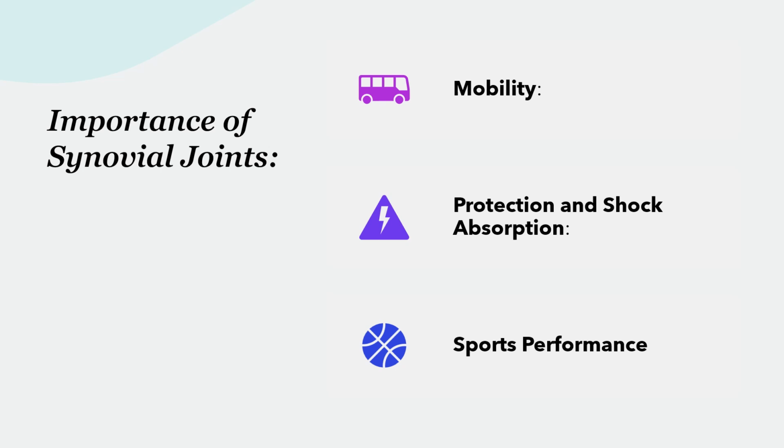So, synovial joints are extremely important. They aid mobility, so synovial joints are really important for enabling the vast array of movements needed for daily activities, such as walking, running, reaching, and grabbing something. They give protection and shock absorption, so the synovial fluid and the cartilage help absorb shocks, reducing the risk of injury to bones and surrounding tissue. Now, within sports performance, synovial joints are essential for athletic activities, allowing for the speed, agility, and strength needed in sport.